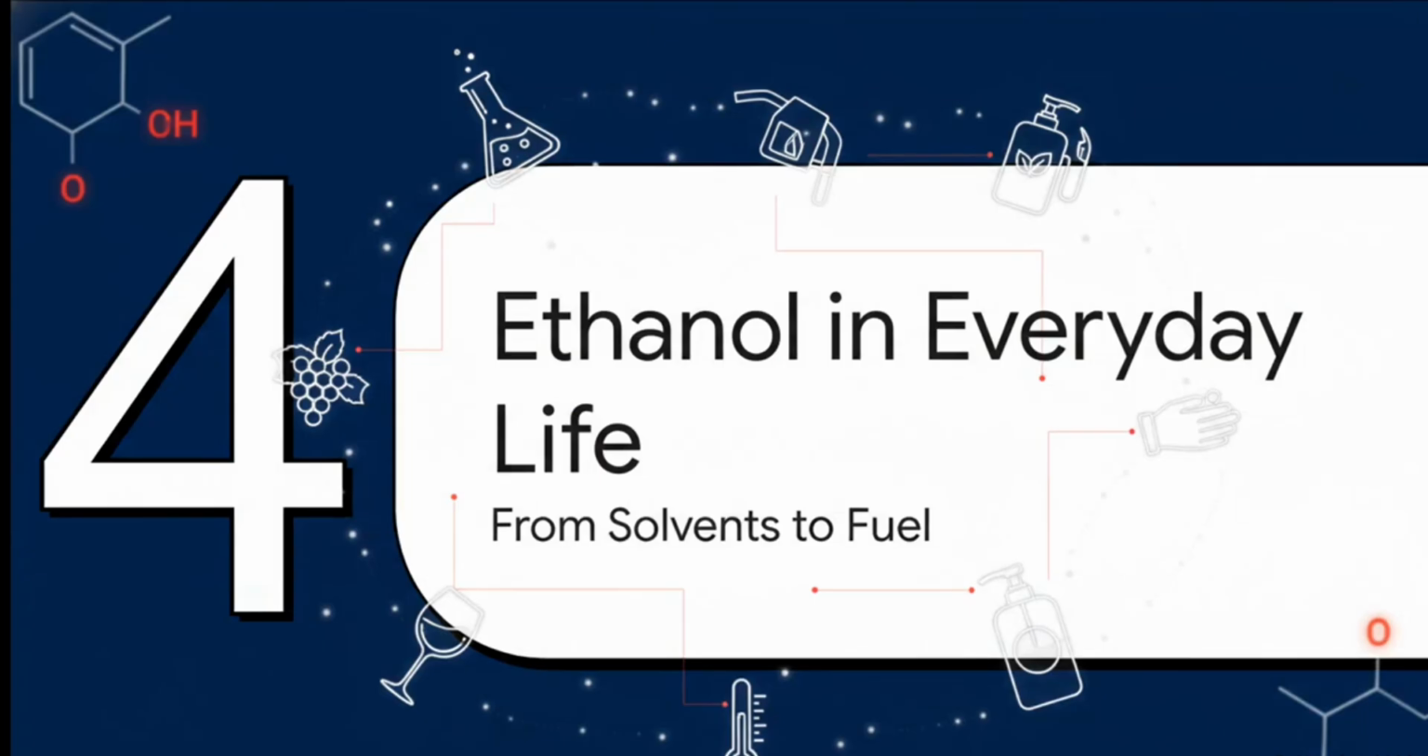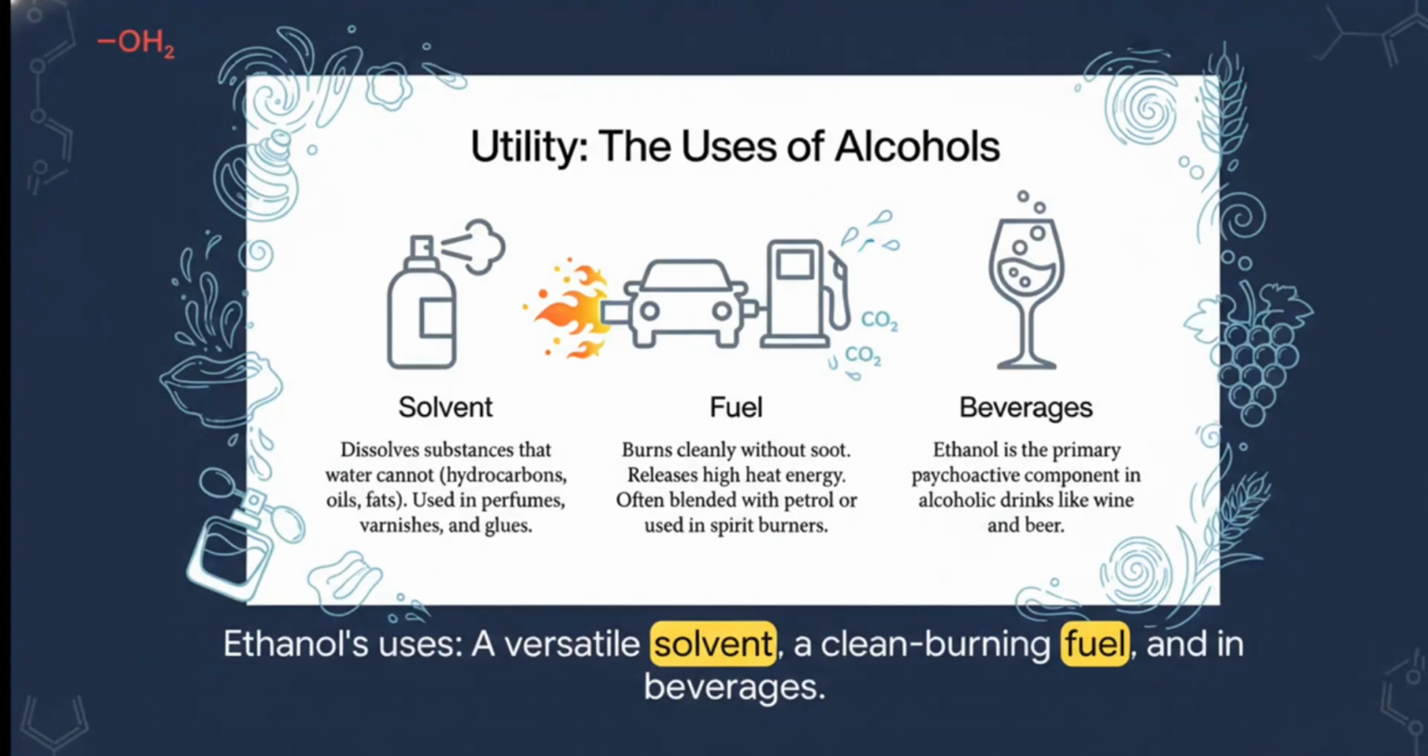So these chemical properties aren't just for textbooks and labs. They translate directly into all the different ways we use ethanol out in the real world. Ethanol is an absolutely fantastic solvent. It can dissolve a lot of things that water just can't handle, like oils and resins. That's what makes it so perfect for things like perfumes, glues, and varnishes. We've already talked about how it's a clean-burning, high-energy fuel, right? That's why it's often blended with petrol. And of course, it's the key ingredient in alcoholic drinks like beer and wine, a use that goes all the way back to that ancient fermentation process.